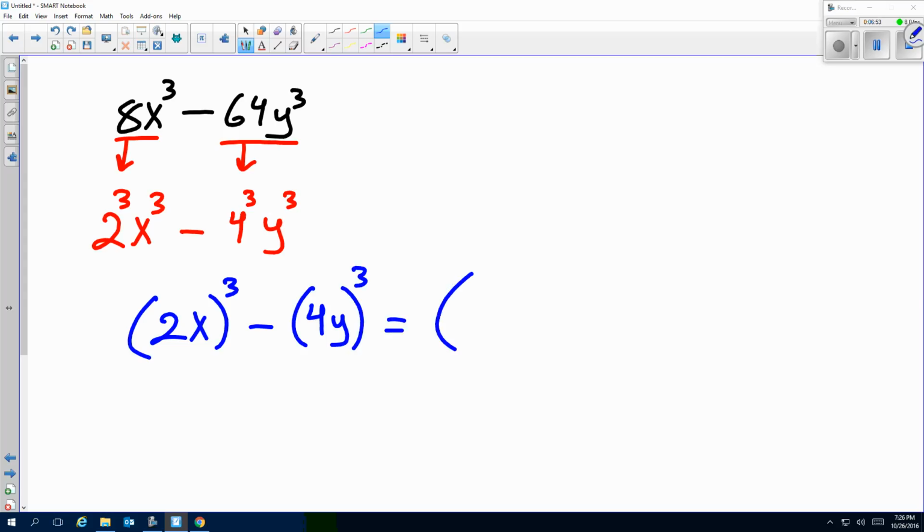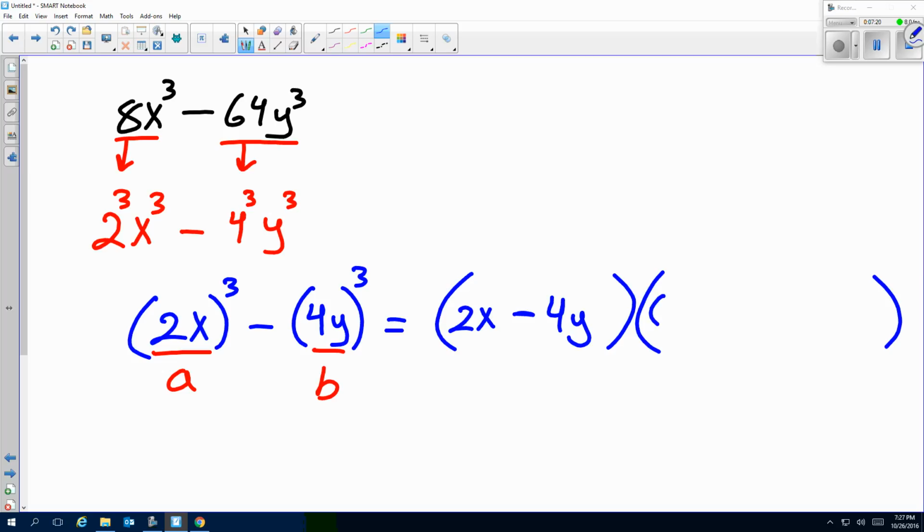The parentheses are super important, guys. The parentheses are very important. And then we can factor that using that formulaic guideline. Now, I know it looks a little bit different, but remember, 2x is now your A, and 4y is now your B. So let's see what this looks like. This is now going to be A, same sign, B. So 2x, same sign, minus 4y.